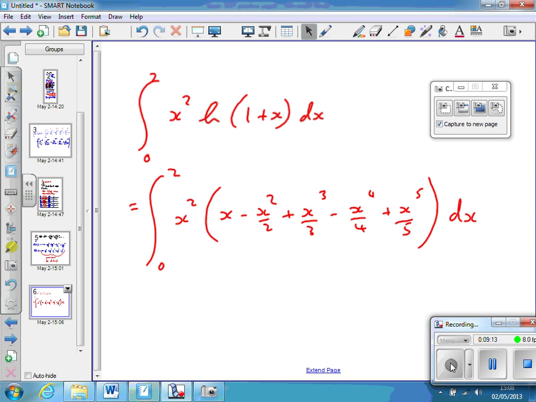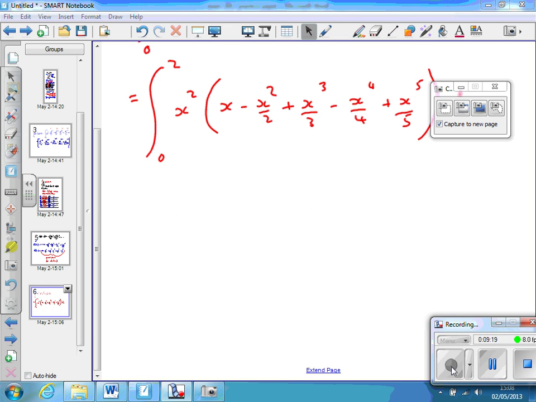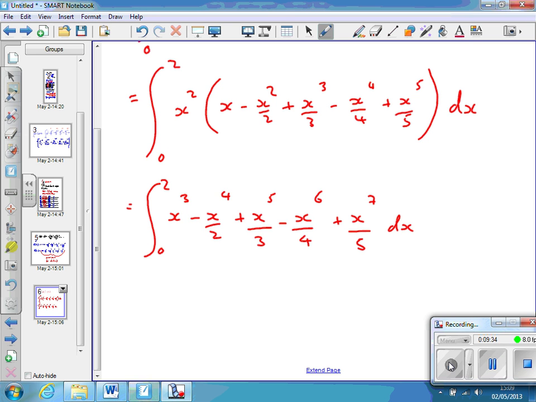And in an exam situation, you'll be given a clue as to how many terms to go to. So what do I do now? Yep, expand out those brackets. x squared times x, x squared times minus x squared over 2, and so on. So expand out the brackets. And we end up with this, which is just a series of terms that we can integrate using the basic law of integration. Add 1 to the power and divide by the new power. So now see if you can carry on and finish this problem.